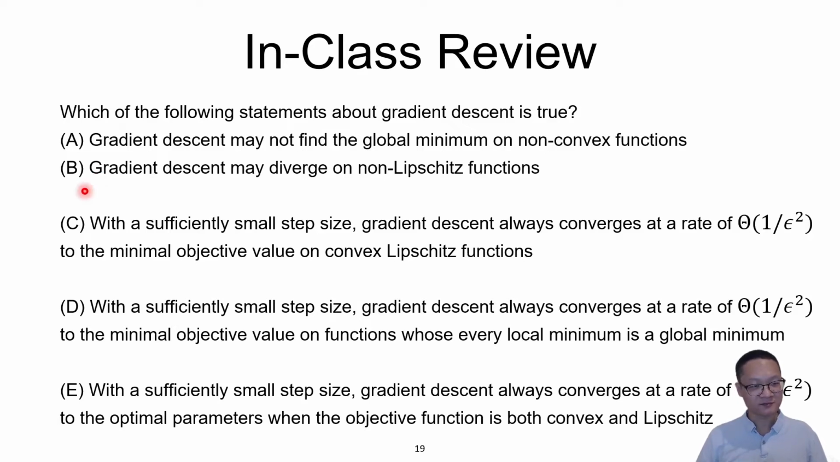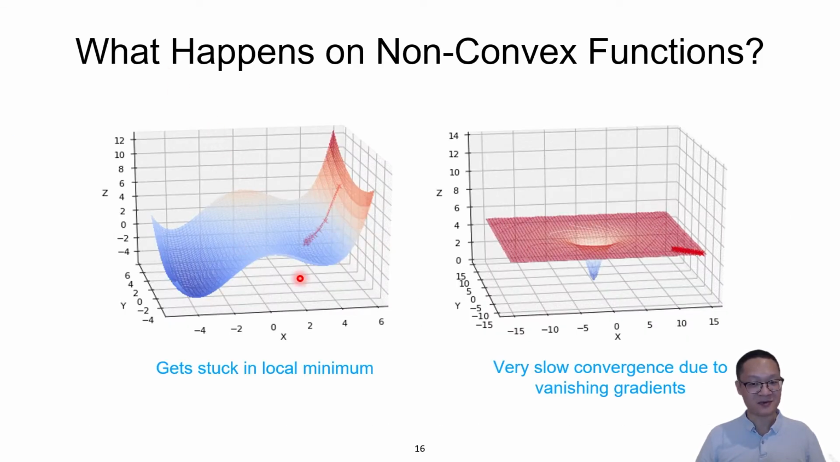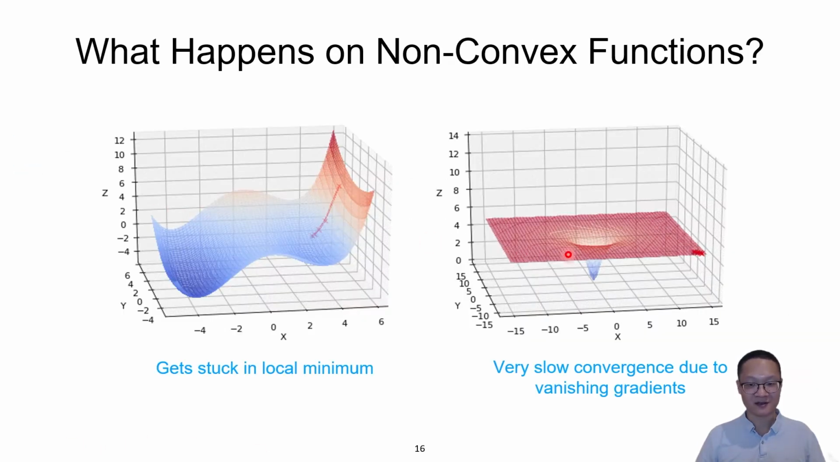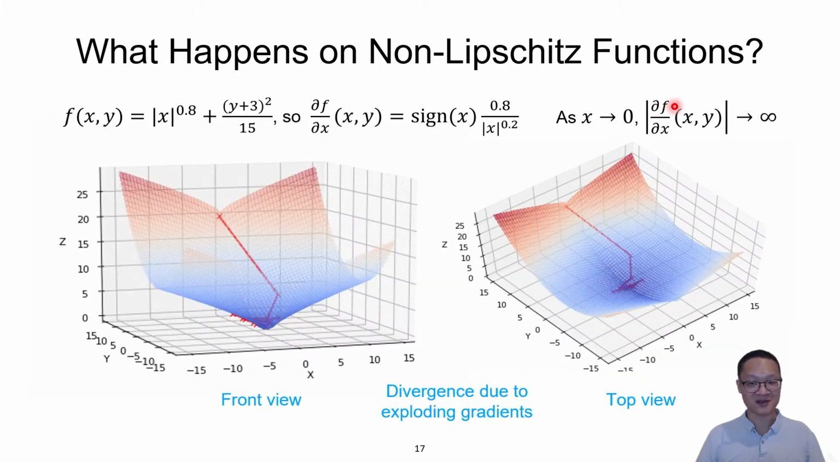Okay, let's take a look. So first, gradient descent may not find the global minimum on non-convex functions. Okay, definitely true. We saw some examples. These are some examples of non-convex functions, especially this one. Gradient descent may not be able to find the global minimum. Next, gradient descent may diverge on non-Lipschitz functions. Also true, that was the same slide that we just looked at. Well, actually the next one. This one is a non-Lipschitz function because the gradient goes to infinity, so then gradient descent may diverge.